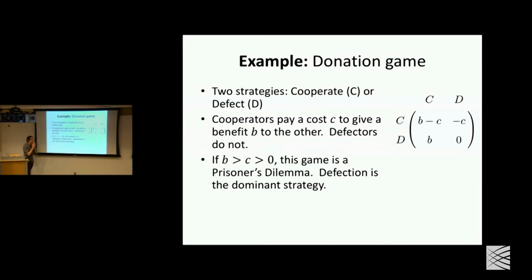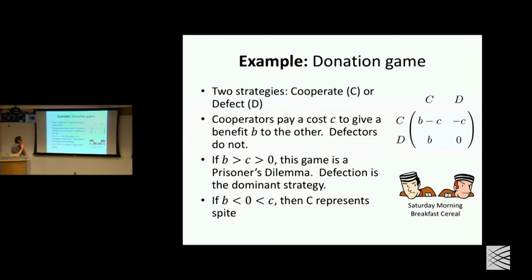If B and C are both positive and B is larger than C, then this is a prisoner's dilemma. So in that case, it's always better to defect no matter what the other player does, right? Because cooperating can only incur a cost to yourself. So defection is a dominant strategy in that case, and leads to a prisoner's dilemma.